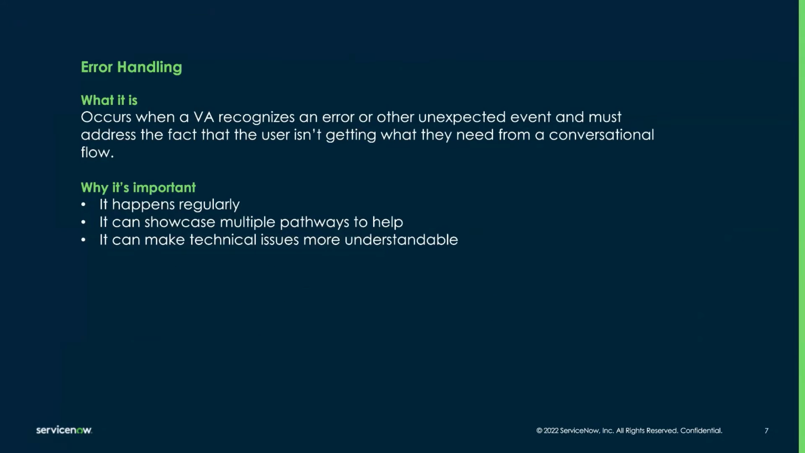And we're going to talk about error handling. Error handling is one of the crucial pieces to any kind of virtual agent or chatbot conversation. It occurs when the virtual agent recognizes an error or another unexpected event, and the VA must address the fact that the user isn't getting what they need from the conversational flow. The reason it's super crucial is because it can often set the tone for how an interaction plays out.